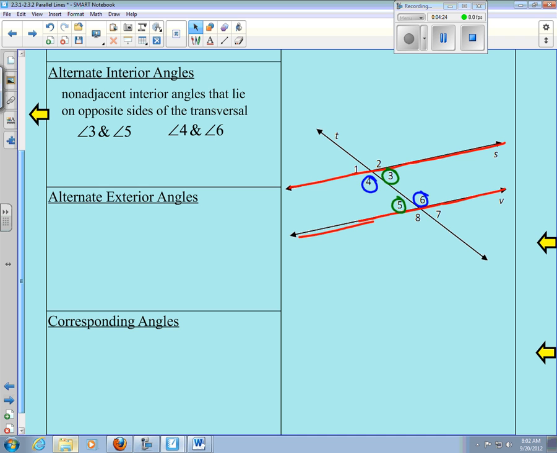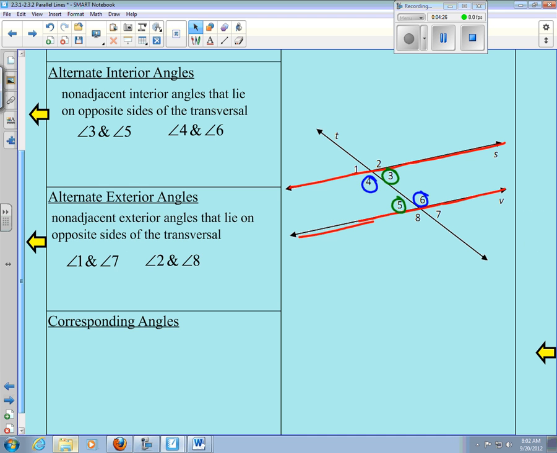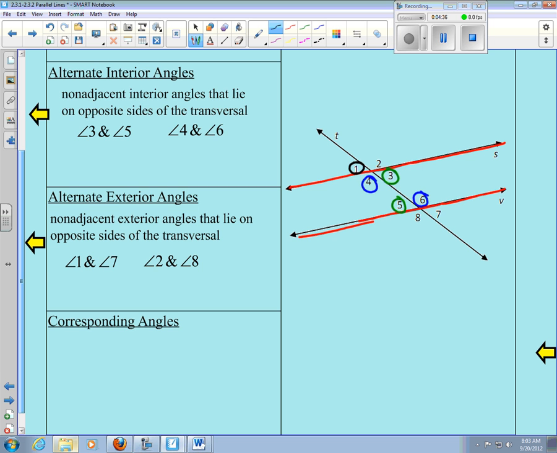So now we have to talk about the same thing except for their exterior. Alternate exterior angles are non-adjacent exterior angles that lie on opposite sides of the transversal. So here we'll see 1 and 7 and also 2 and 8. They are on opposite sides and the exterior of our parallel lines.